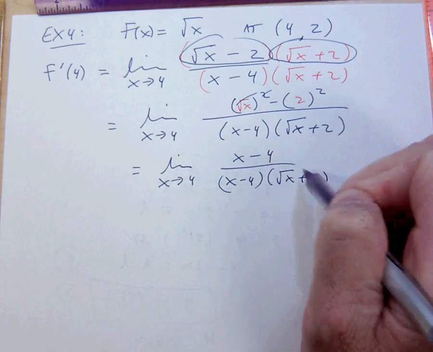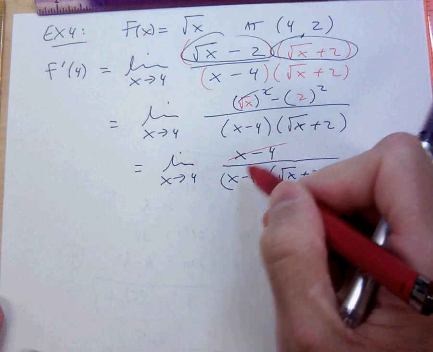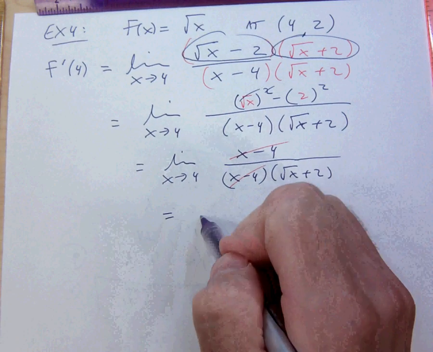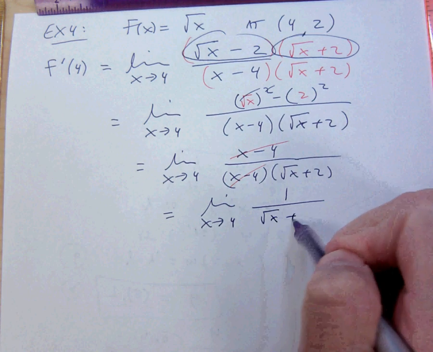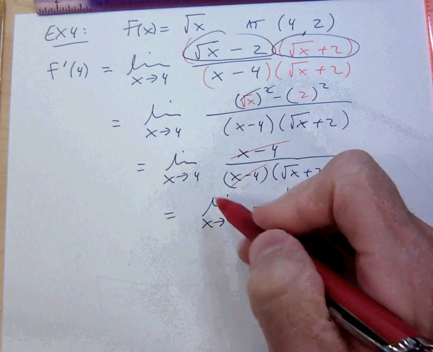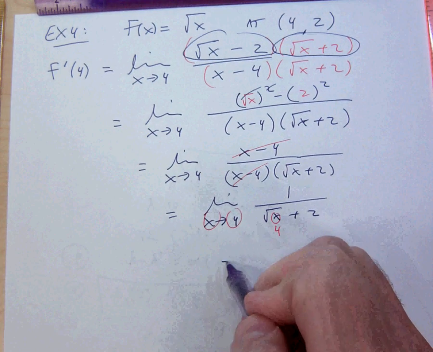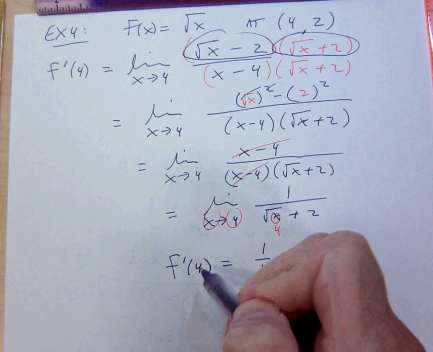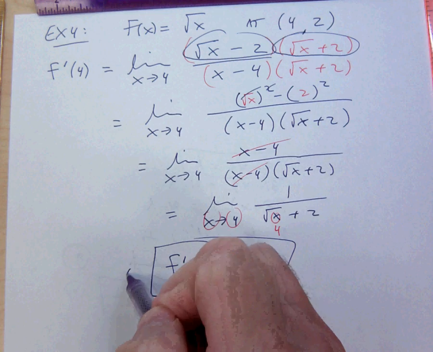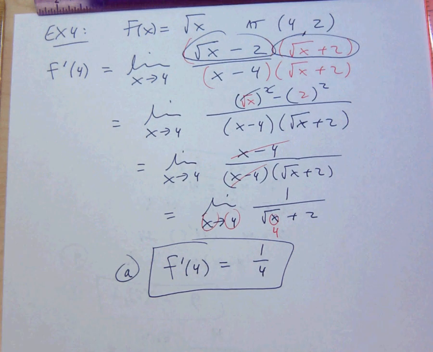Okay, what happens now, guys? Can I reduce or cancel anything? Yeah, what? X minus 4s. And then I can finish finding this limit by simply replacing the x with a 4 here. So what do I get when I do that? What's my answer here? 1 over 4. And again, what is that? That is the slope of the curve, or slope of the tangent line at the point (4, 2) on the original graph, which is the graph of y equals square root of x.